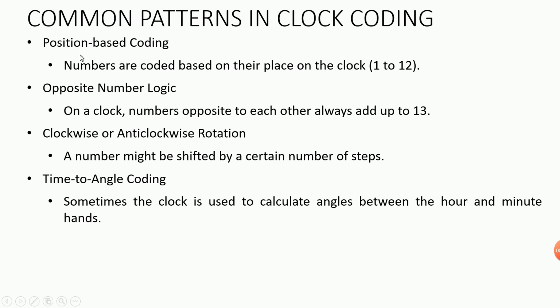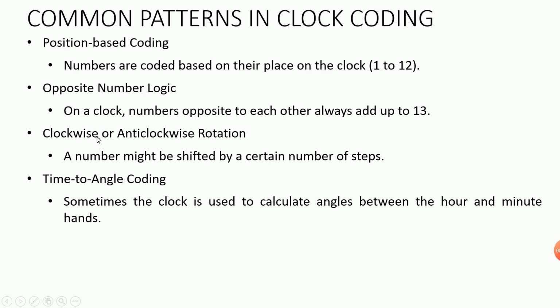In clock coding, first is position based coding. The numbers are coded based on their position on the clock, like 1, 2, 3, 4, so you get the circle. That's how they are placing it. Next, opposite number logic, like the previous example we have seen. On a clock, numbers opposite to each other always add up to 13.